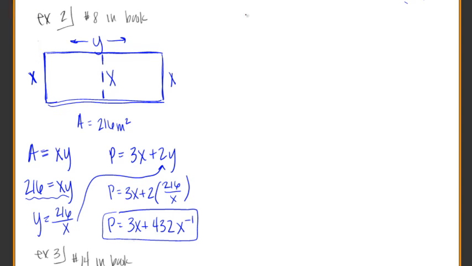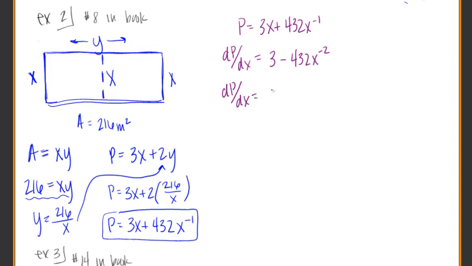All right, so let's come up here. We write this equation. So I know perimeter is 3x plus 432x to the negative 1. And let's take the derivative of it so we can start finding this minimum value. So it'll be 3 minus 432x to the negative 2. Or we can look at it as maybe 3 minus 432 over x squared. Okay? And like before, the next step, in order to find the max or the min value, we need to find the critical points. So set this equal to 0.